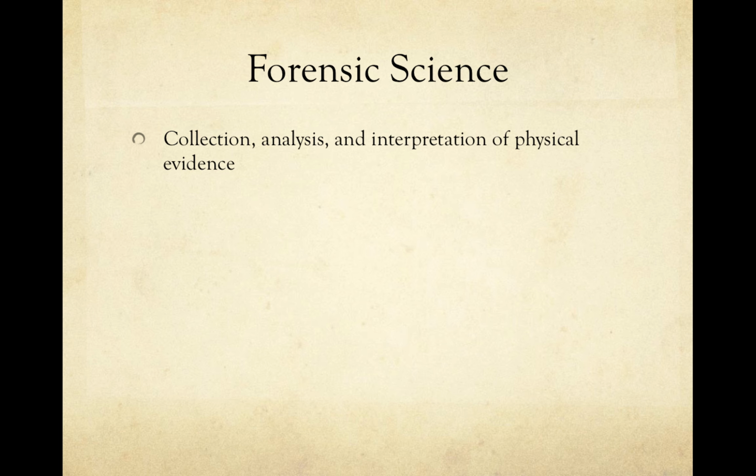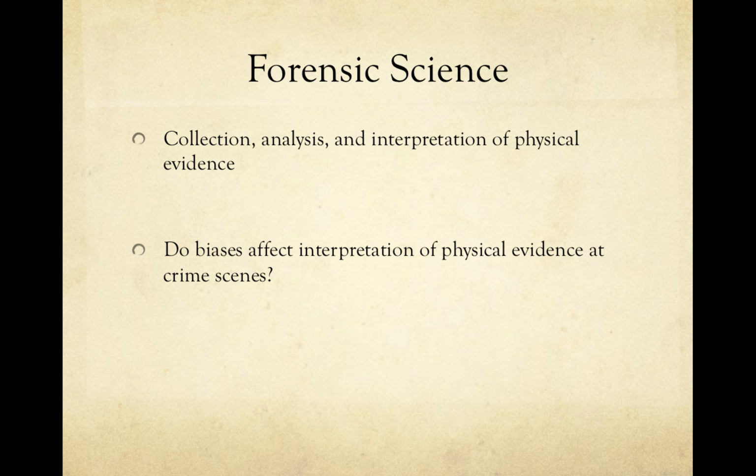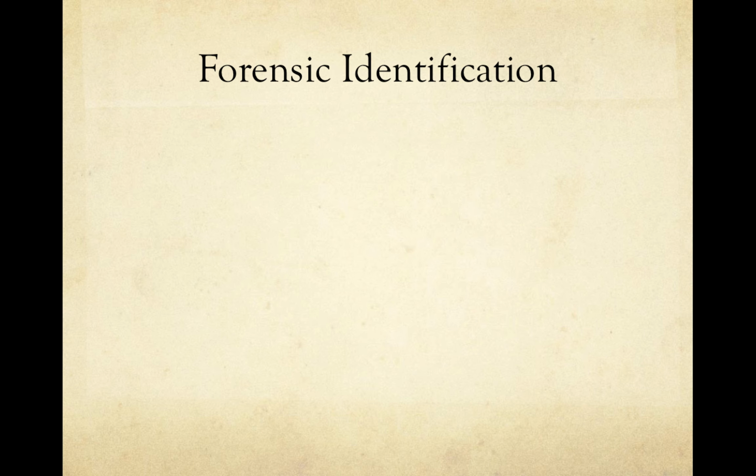So one thing that has come to the attention of psycholegal researchers in the last 15 years or so is that some of forensic science doesn't seem to be quite as sciencey as we once thought it to be. So one question asked by psychologists is whether or not biases can affect the interpretation of physical evidence at crime scenes. So let's take a look at first how forensic identification is done, and then where there might be some opportunities for error in this process, and also talk about some of the most common types of forensic evidence.